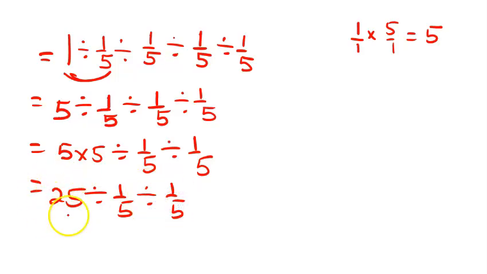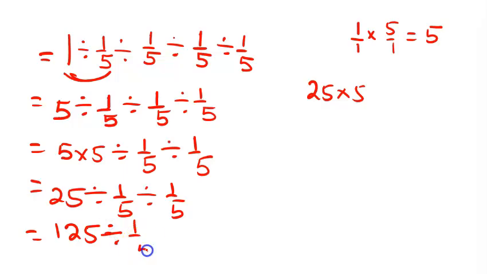So once again, we have a whole number. To a whole number, we are going to flip this one. So that will be 25 times 5. And 25 times 5 is 125. So we are going to have 125 divided by 1 over 5.